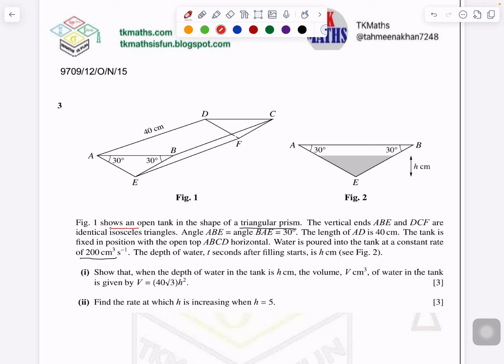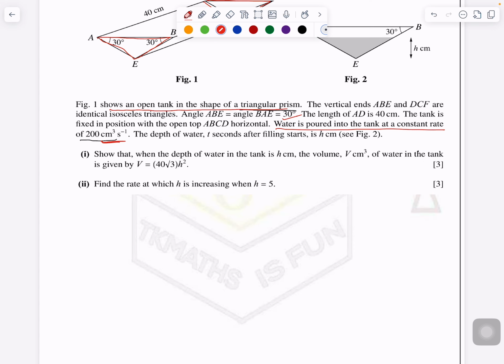Figure 1 shows an open tank in the shape of a triangular prism. So he's talking about this shape. The vertical ends ABE and DCF are identical. So now we can see from here very clearly this triangle and this triangle are identical. Water is poured into the tank. The angle is also given, so we can see that. Water is poured into the tank at a constant rate. Now this is in cubic centimeters per second. It means this is the rate of the volume at which the water is going into the tank.